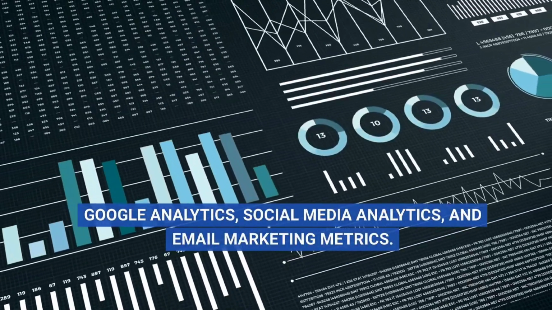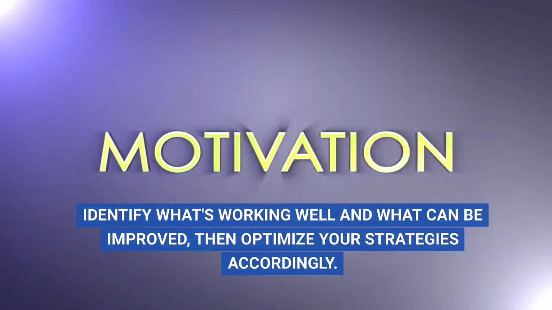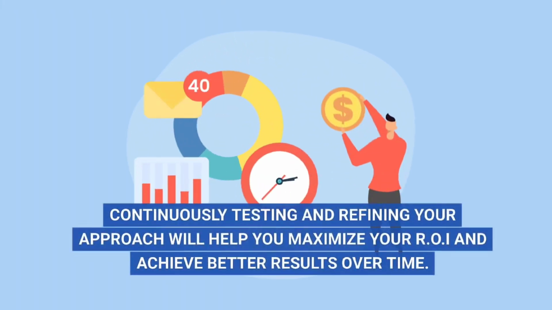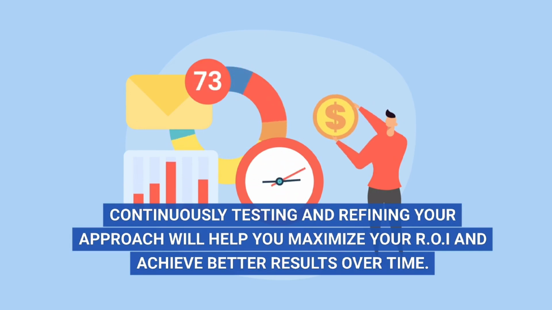Step 7. Monitor and analyze your results. Regularly monitor and analyze the performance of your digital marketing campaigns using tools like Google Analytics, social media analytics, and email marketing metrics. Identify what's working well and what can be improved. Then optimize your strategies accordingly. Continuously testing and refining your approach will help you maximize your ROI and achieve better results over time.